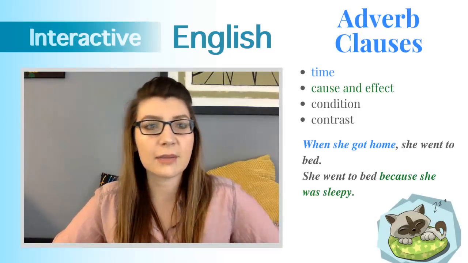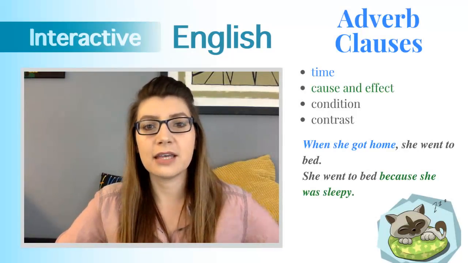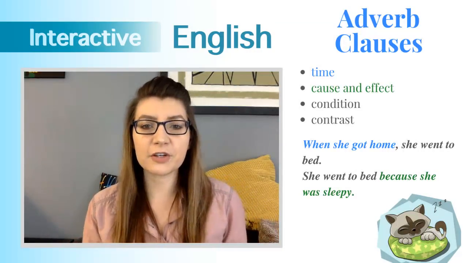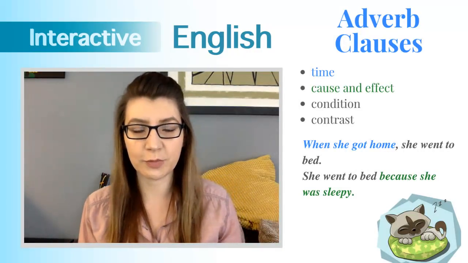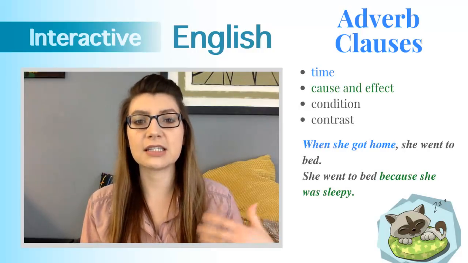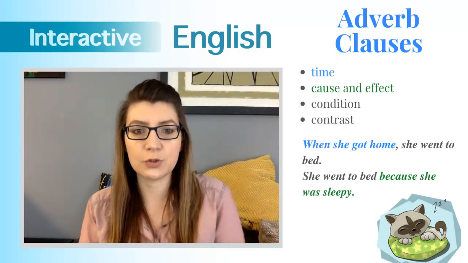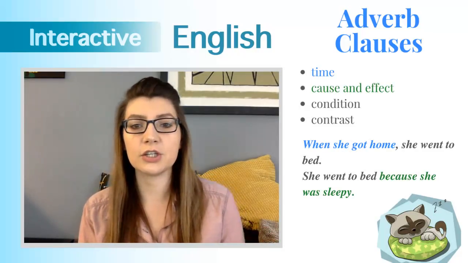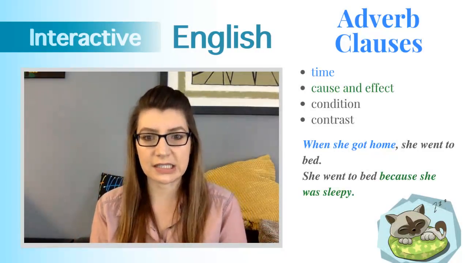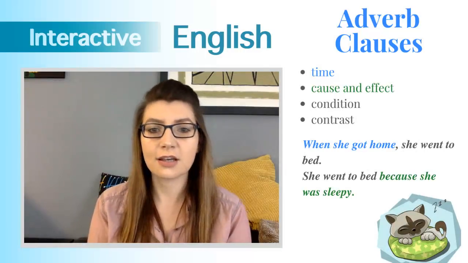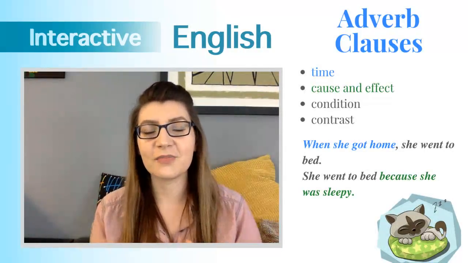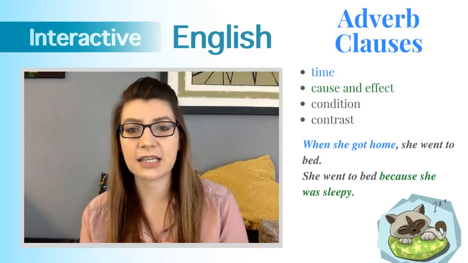We talk about time every day, and we use these super commonly. So my first one is, when she got home, she went to bed. As you can see, it's a time clause because it has to do with the time when she got home. And the second one, she went to bed because she was sleepy. It's green, just like my cause and effect up here. So this one is a cause and effect.